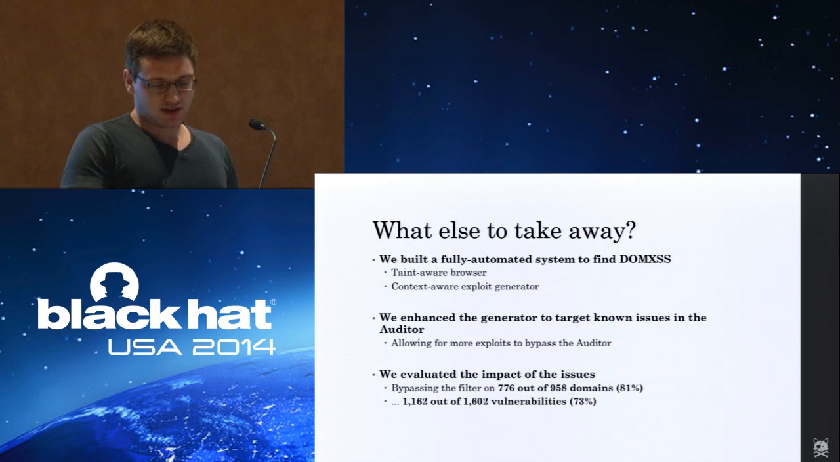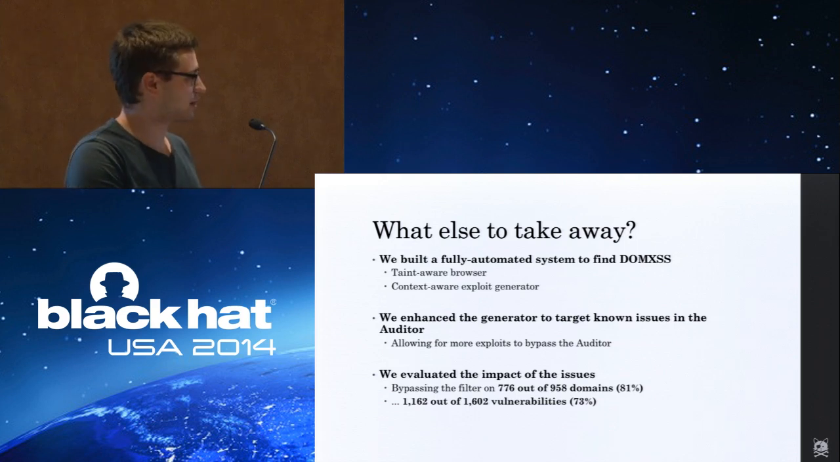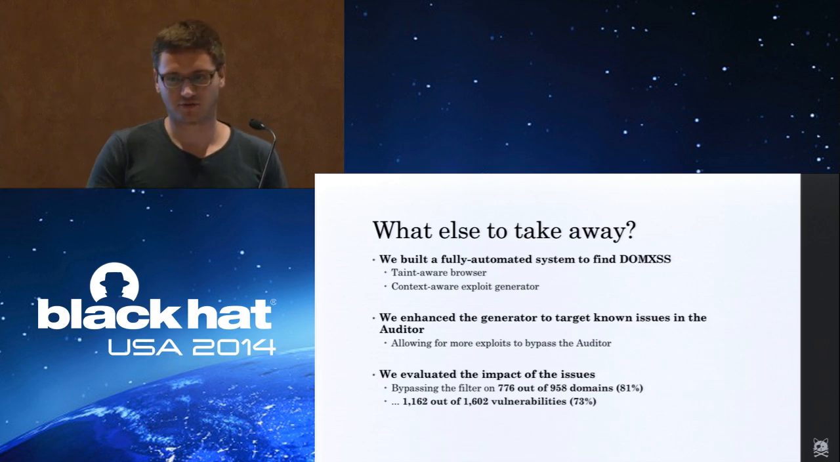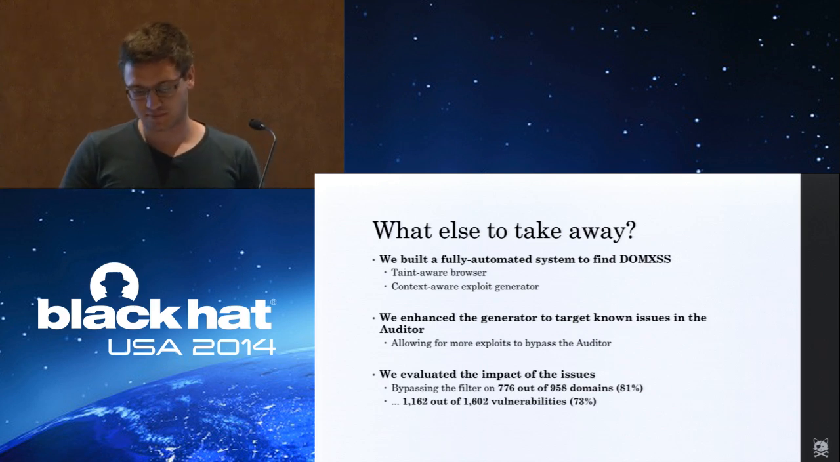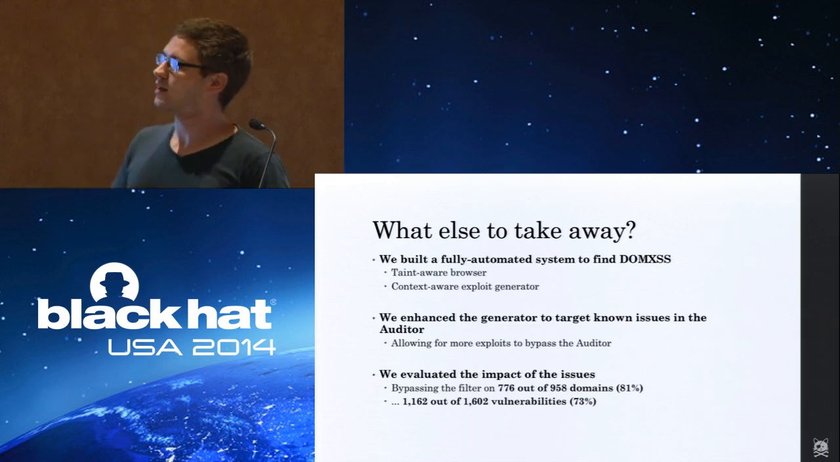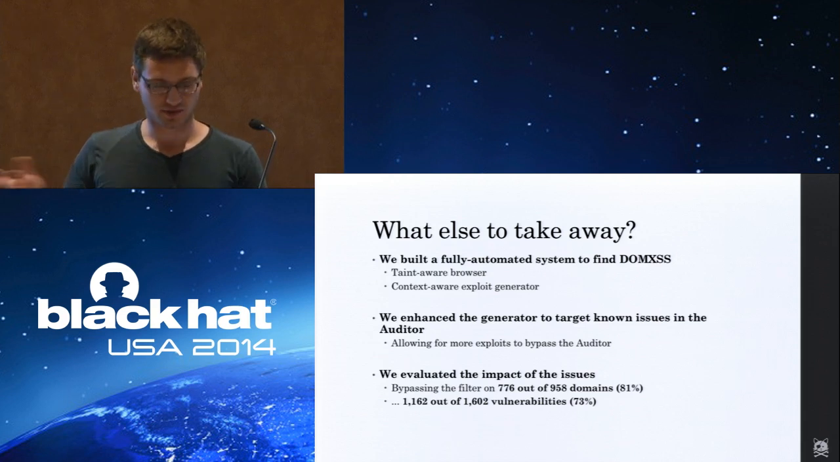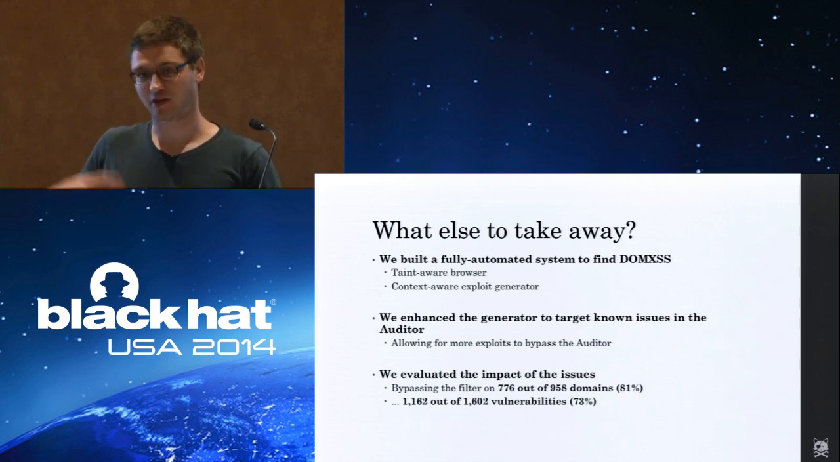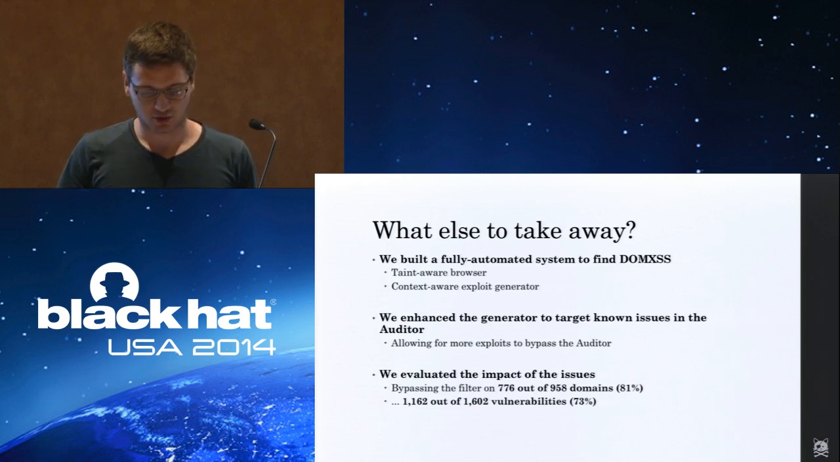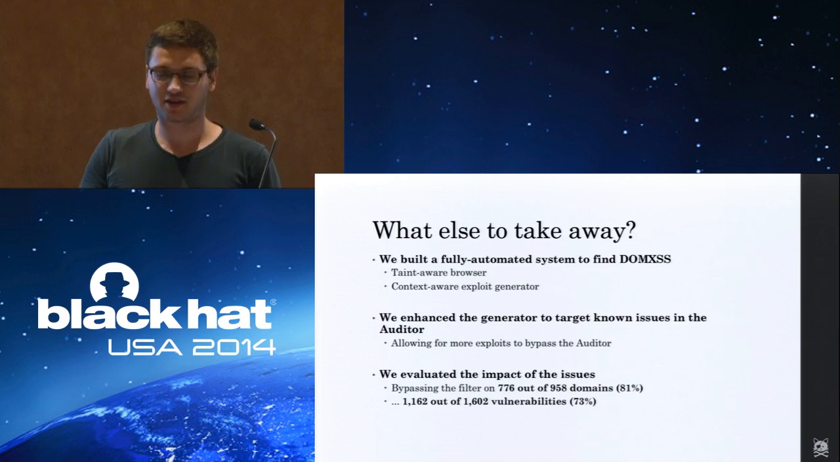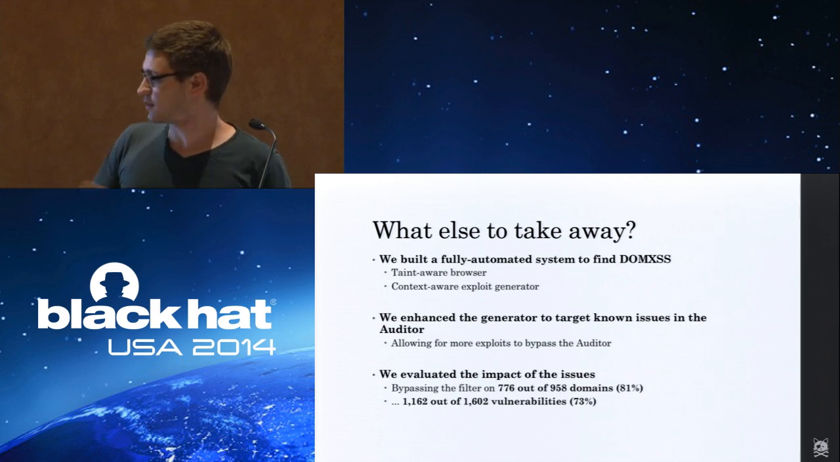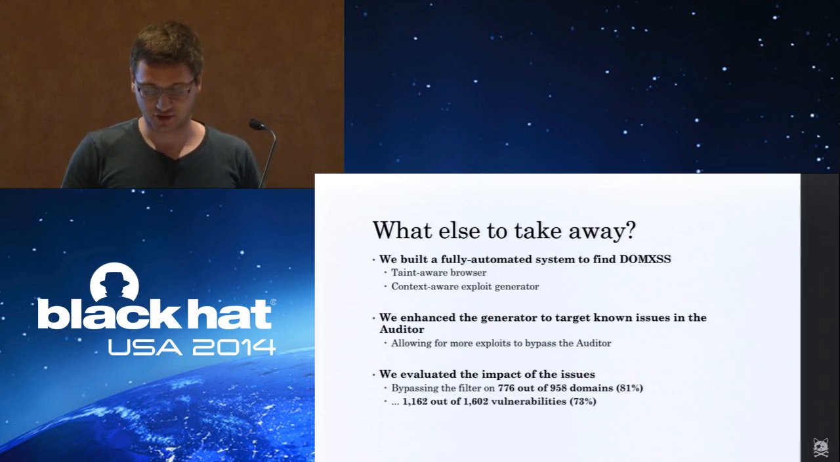And what else to take away? For previous work, we built a fully automated system that allows us to find DOM XSS at scale, which is a cool thing. We then enhanced our generator to target these known issues that we found in this work, allowing us to exploit even more with the auditor active. We evaluated the impact of these issues, and we found that in total we could bypass the auditor on 81% of the domains that had vulnerabilities, and in 73% of all vulnerabilities in total.